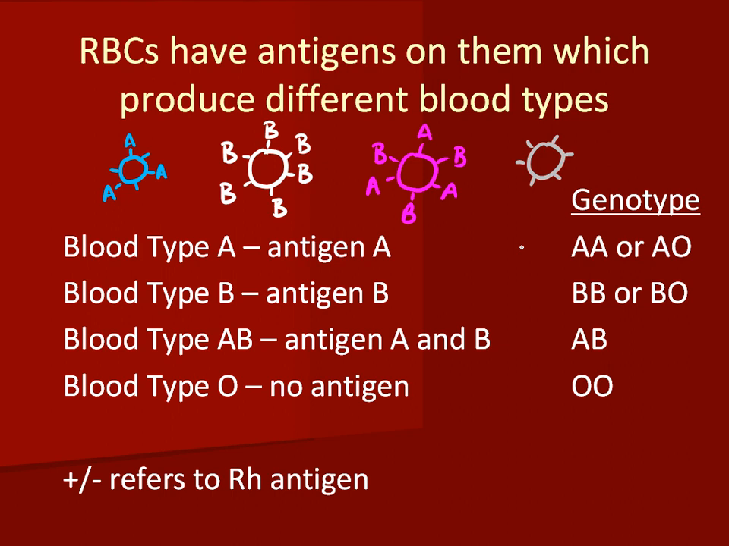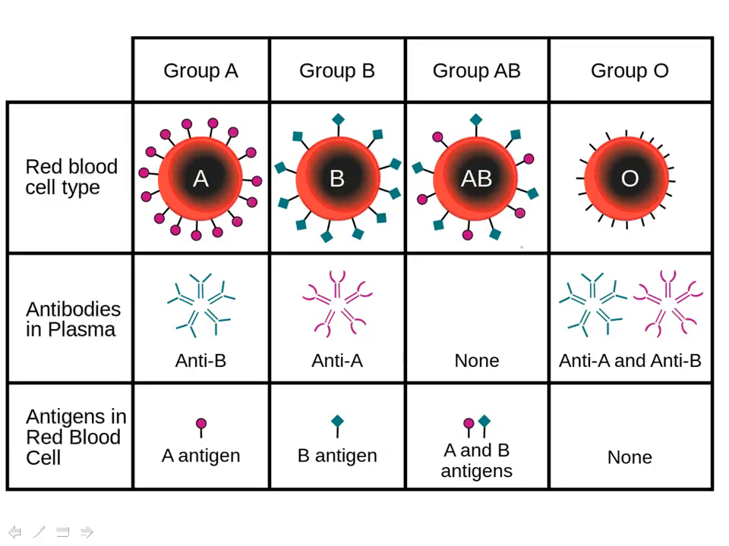There's also this whole plus-minus thing. Here's a nice little picture that shows what it might look like. So people who are type A might have the round antigen. Type B, this little diamond-shaped antigen. AB has both. And O type means you have none.